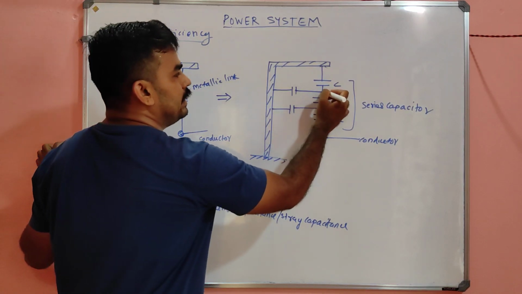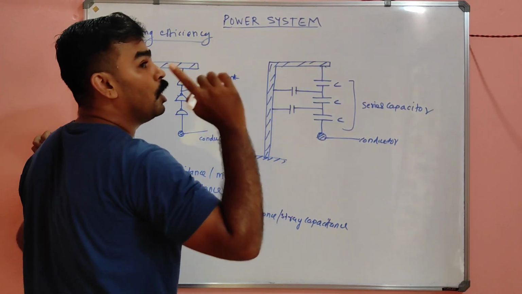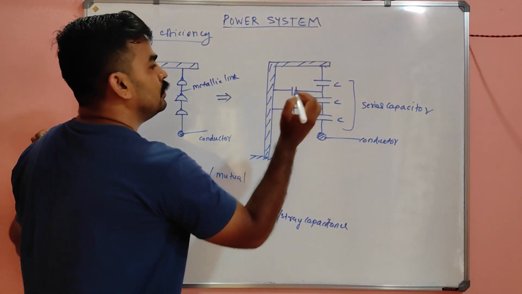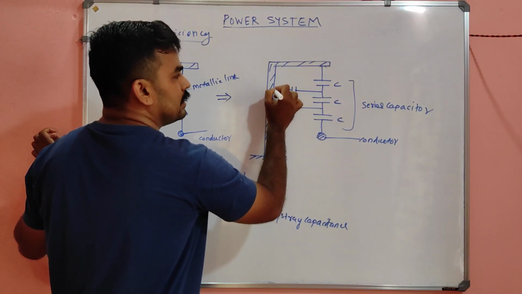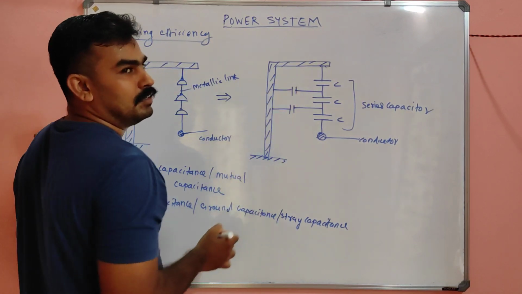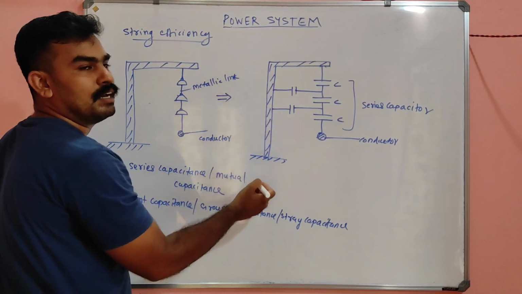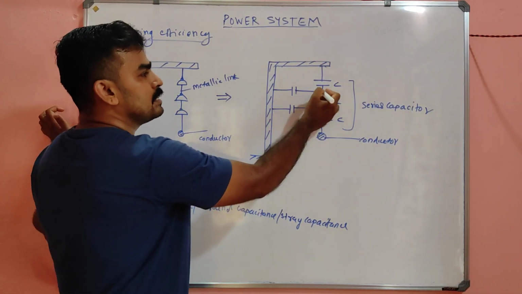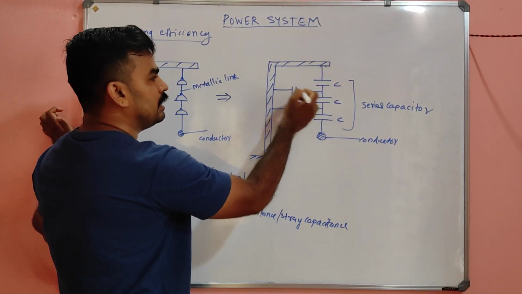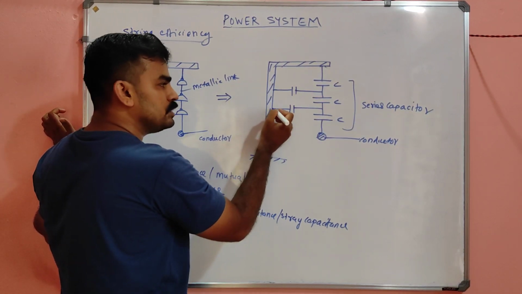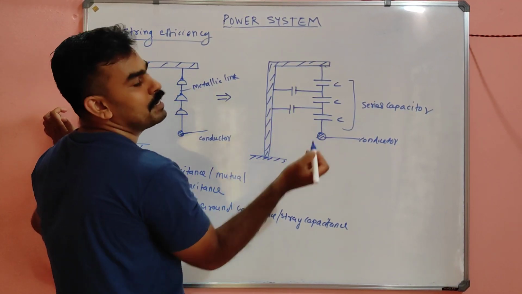Because this is a metallic link, not the conductor. This is a metallic link, and this is also a small earth cross arm. These also contain small charge carriers, so there will be capacitance.